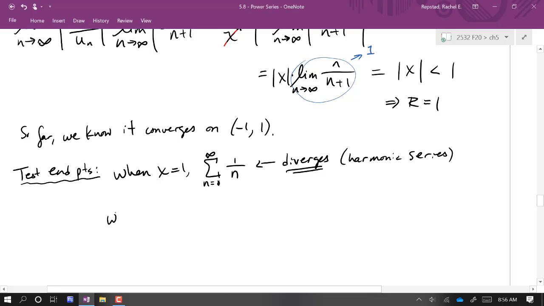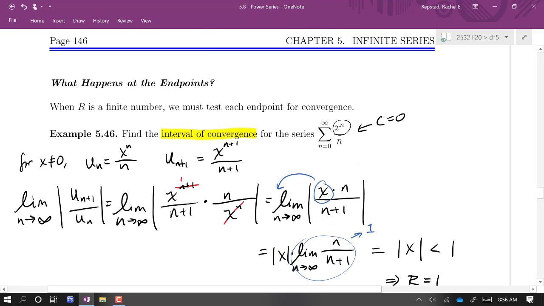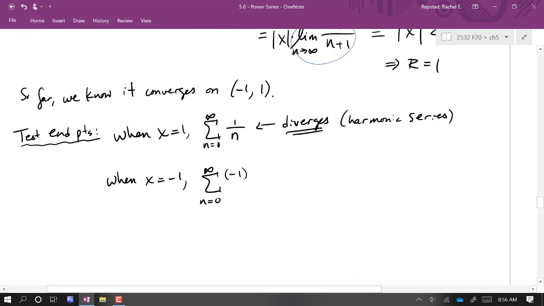Let's see what's going on when x is -1. When x is -1, I have -1 to the n over n. Now, this series converges. This is an alternating series. If you use the alternating series test, the absolute value of the terms are monotonic decreasing, and the terms approach 0. So using the alternating series test, this converges.